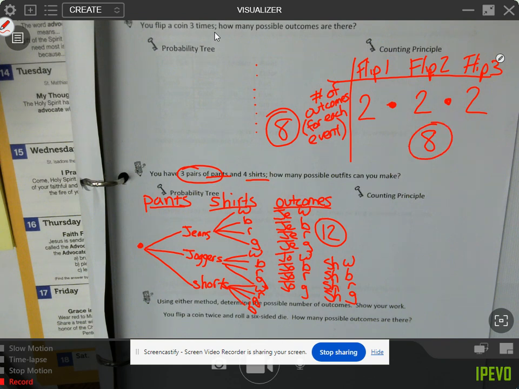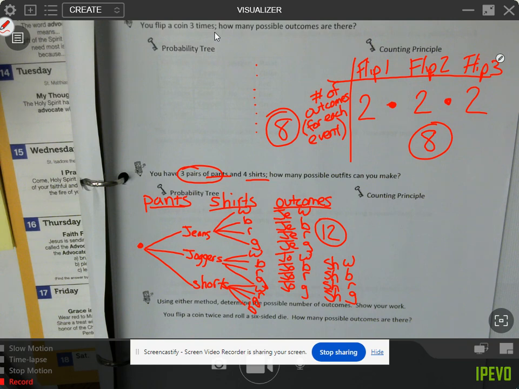So you don't just say, well, I'm flipping the coin 3 times, and there's 2 outcomes, so it's 6. No, you have to do every single event. Event 1 had 2 outcomes, event 2 had 2 outcomes, event 3 had 2 outcomes. Then you multiply all of those outcomes together.